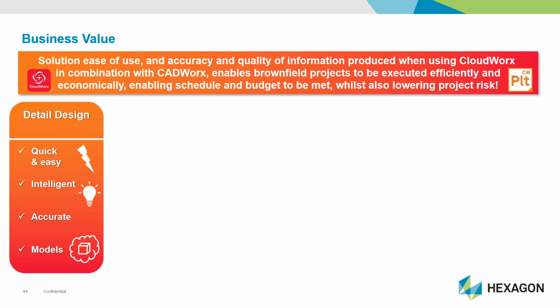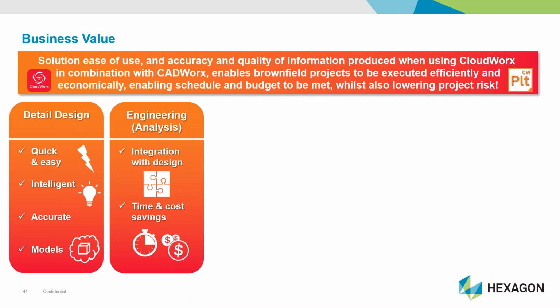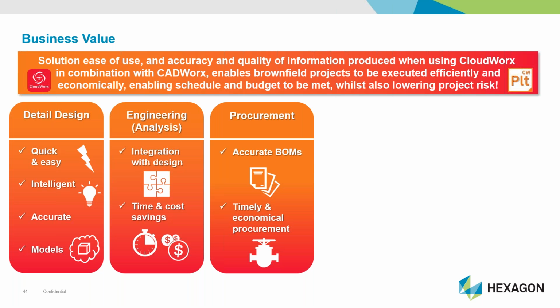During the detailed design phase, intelligent, accurate, specification-based plant design models can be quickly and easily developed from or against point clouds. If the change requires analysis of the design to applicable design codes, time and cost savings are possible due to the ability to bidirectionally exchange design information with analysis and vice versa. Specification-based plant design models ensure accurate bills of materials or material takeoffs generated from the 3D design to support accurate, timely, and economical procurement of the materials.